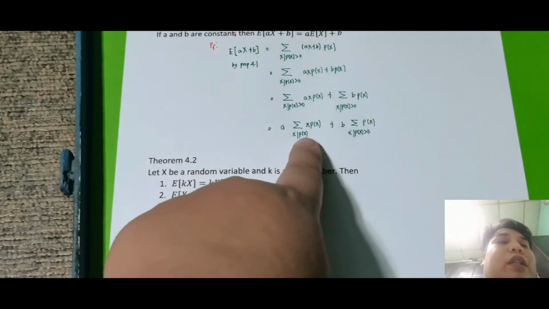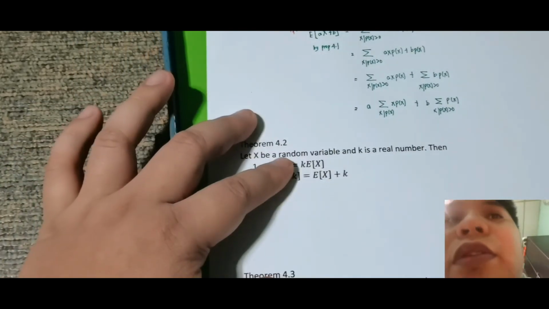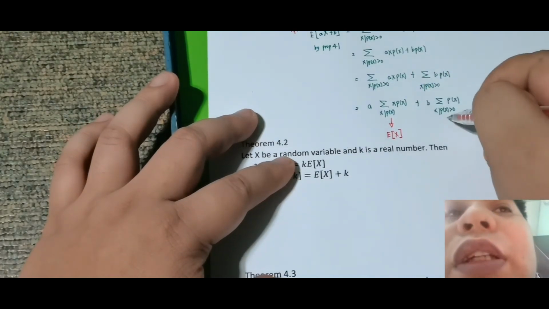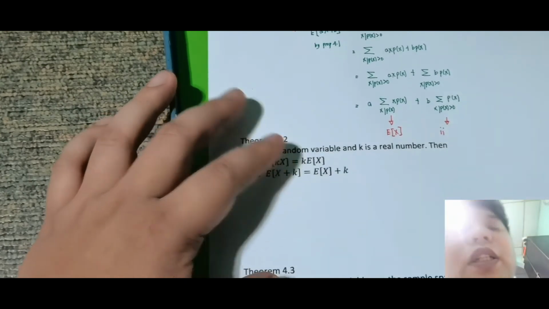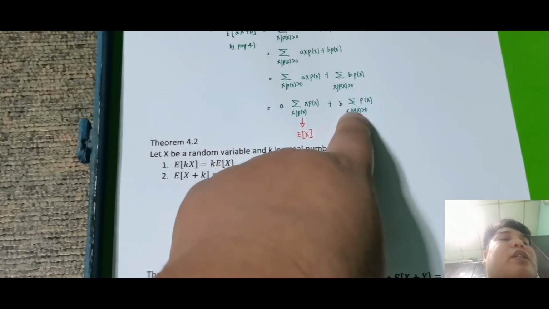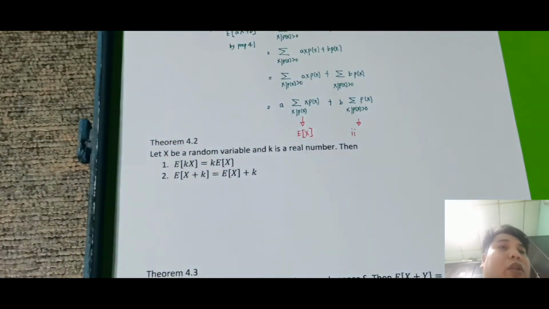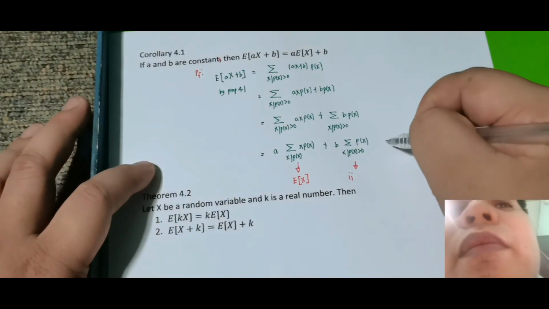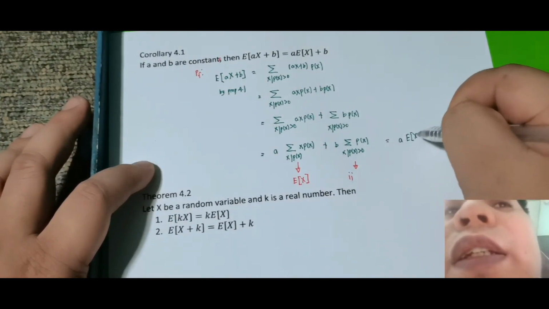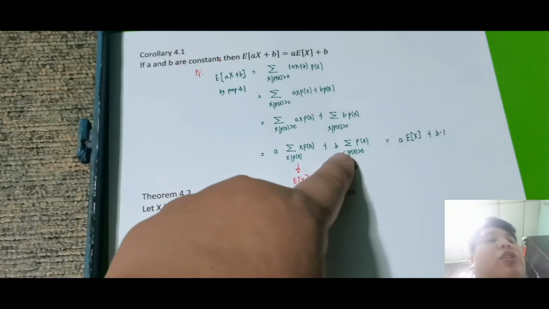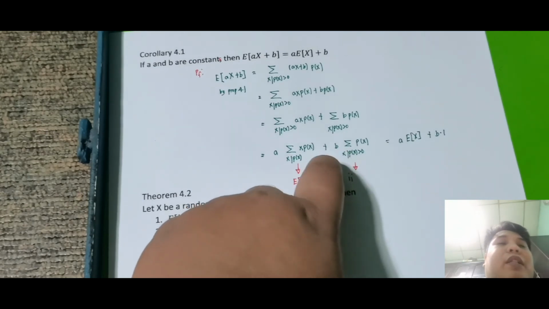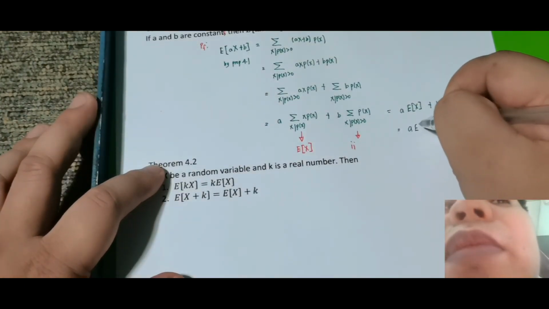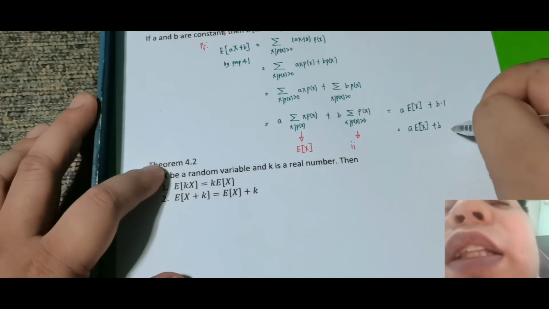Okay, so note na ito yung ating definition ng expected value. Itong part na to is yung ating expected value of X o yung ating first moment. Next, itong part na to is yung ating property number 2 ng discrete probability distribution na ang summation ng P of X is always 1 kasi nga discrete random variable tayo. So since discrete random variable yung pinag-uusapan natin, this is just equal sa 1. So therefore, this is just equal sa A expected value of X plus B times 1. So therefore, this is just equal sa A expected value of X plus B, and therefore this is done.